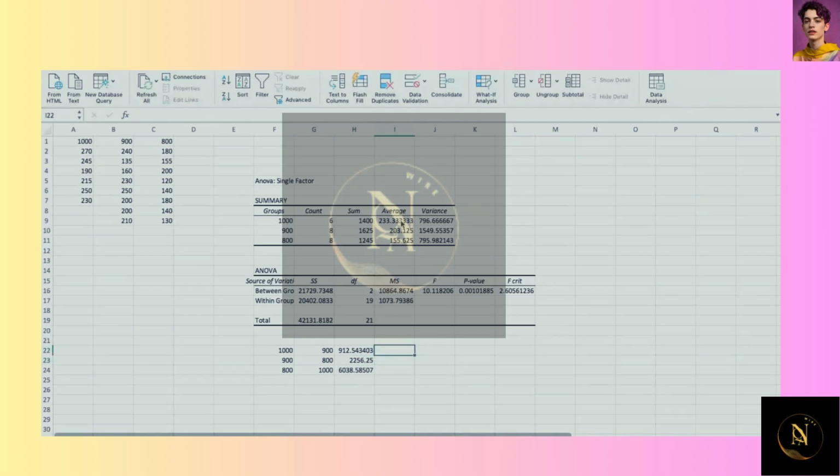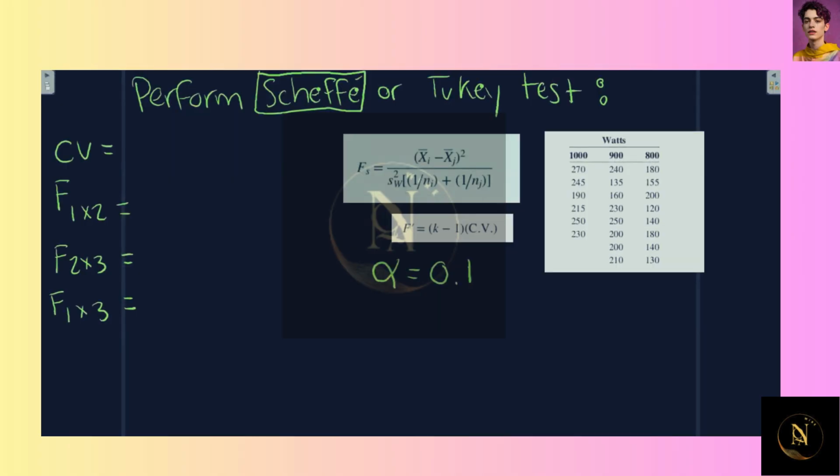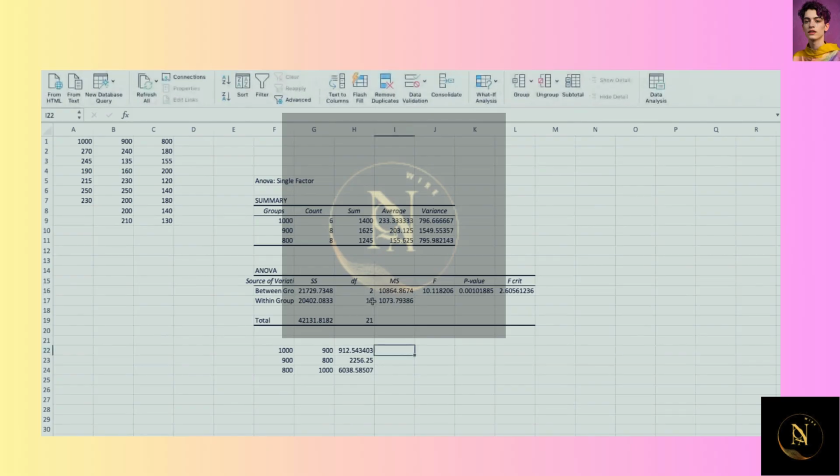The first thing I'm going to do is calculate this portion here. Because we already have our difference within groups, we already have our mean squared within groups calculated. So we need to calculate the other part, which I'm going to do right here. So 1 over the sample size of 1000 watt plus 1 over the sample size of 900 watt.